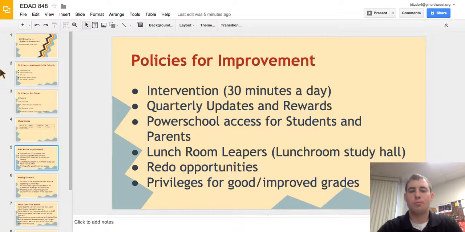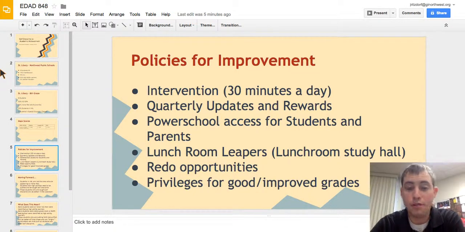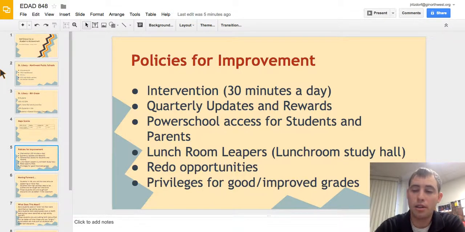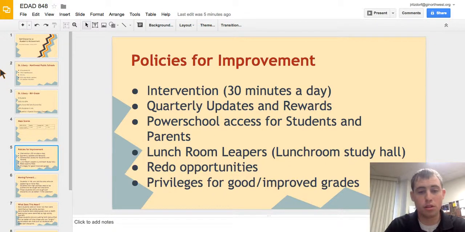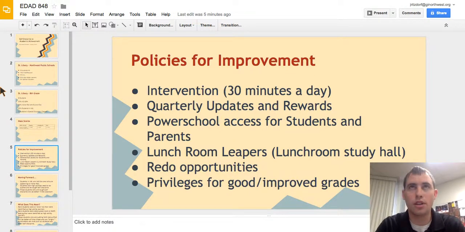These are some of the policies for improvement we see day to day at St. Libory. We have intervention, 30 minutes a day, which, depending on the day, certain teachers have access to certain students to improve grades and to get that one-on-one time. We have quarterly updates and rewards and awards, and we think that achievement deserves to be rewarded, and we're big on that. PowerSchool access for students and parents, so students as well as the parents can see how they are doing. Lunchroom Leapers, which is like a lunchroom intervention. On certain days, students have access to certain teachers during their lunch period.